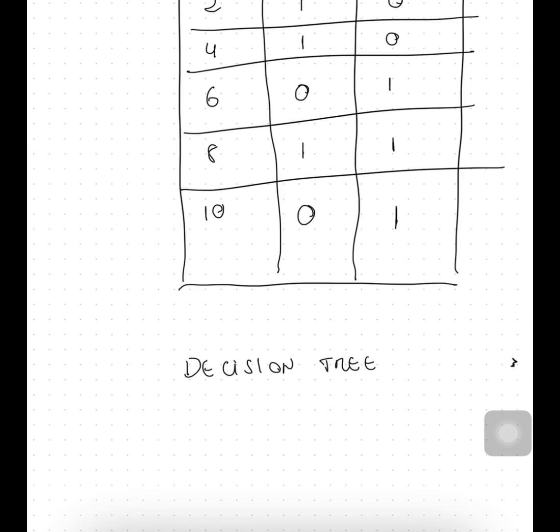A decision tree is a flowchart-like structure. It starts with a root node that asks questions, then branches depending on the answer. Each node splits the data into smaller and more homogeneous groups, and the process continues until we reach leaf nodes, which give us the prediction.